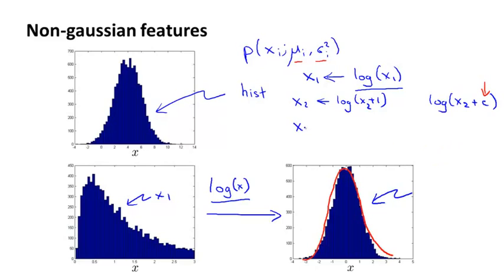Or for a different feature x3, maybe I'll take the square root. The square root is just x3 to the power of 1/2, right? And this 1/2 is another example of a parameter I can play with. So I might have x4, and maybe I'll instead replace that with x4 to the power of something else, maybe to the power of 1/3. And all of these, this exponent parameter or the c parameter, are examples of parameters you can play with in order to make your data look a little bit more Gaussian.